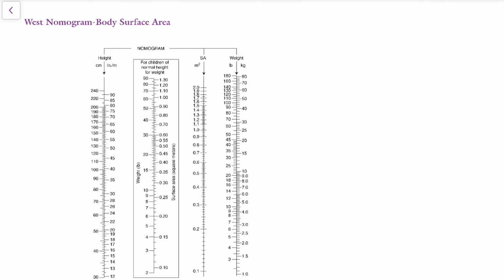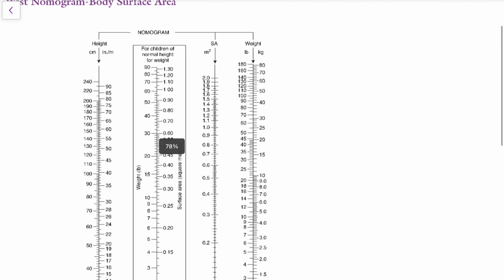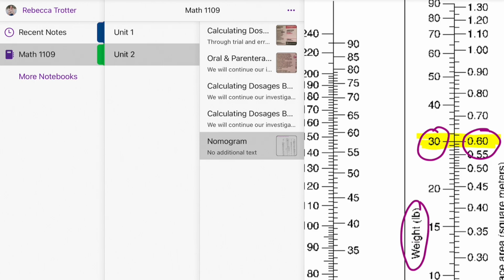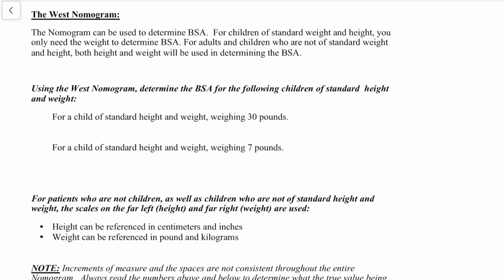So for 30 pounds, I'm just going to zoom in here, and I'm looking at this section right here. This is my 30 pounds. It's in pounds, so if you're given kilograms, you'll have to convert over. And this is my surface area, and 30 is right on 0.60 square meters. So a child of standard height and weight weighing 30 pounds is 0.60 meters squared.